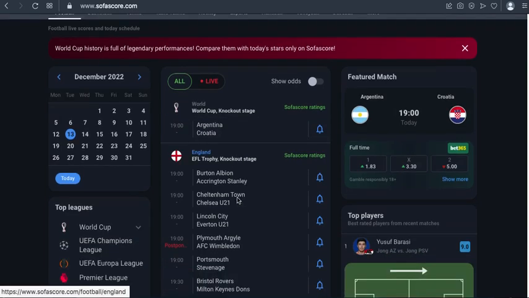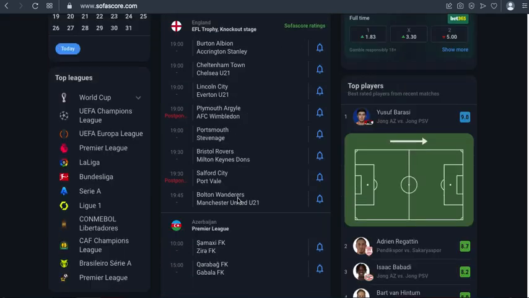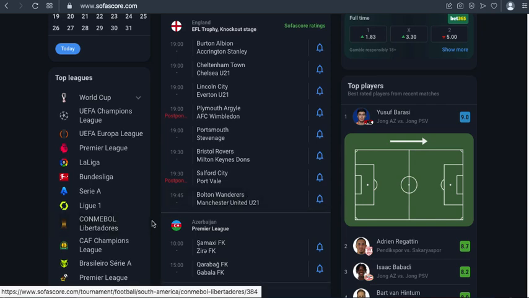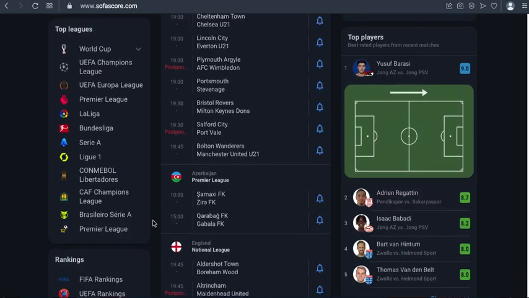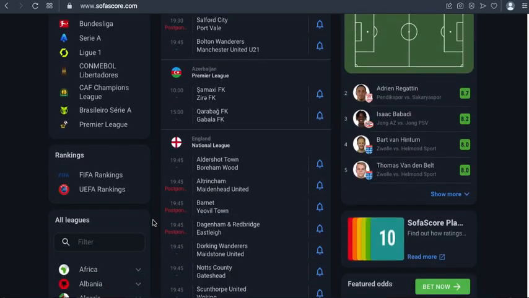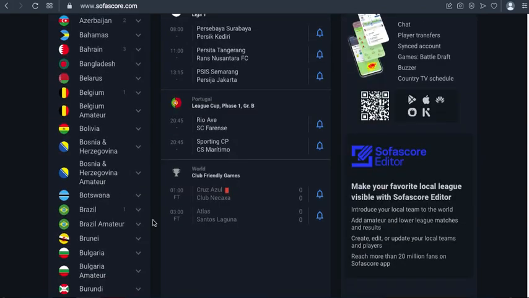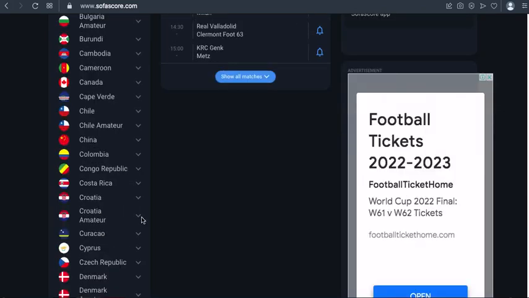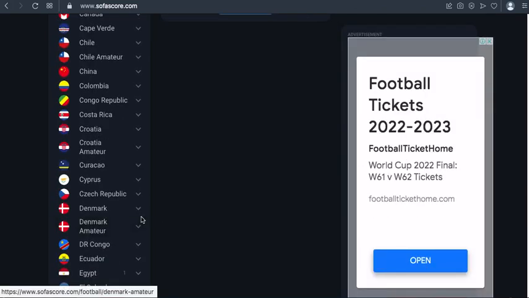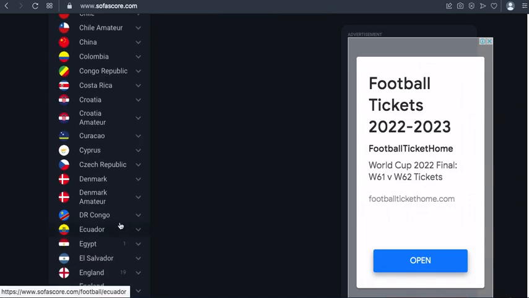So you can see that SOFASCORE has more matches right here. But I have my favorite leagues and my favorite places where I choose my matches or my teams from. First, I really love using Portugal League. Portugal League 2 is very good. They play more goals.